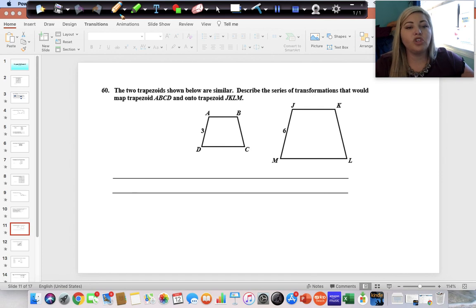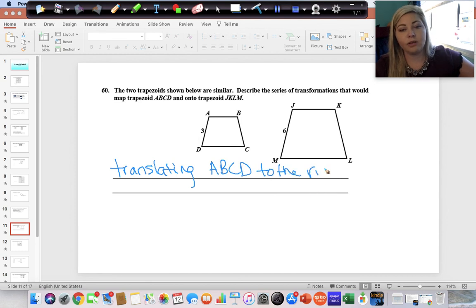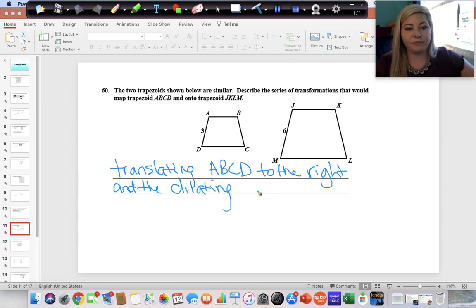Okay, the two trapezoids shown below are similar. Describe the series of transformations that would map trapezoid ABCD onto trapezoid JKLM. So we are starting here and then moving to this one. And how we would do that is we would start by translating, which just means sliding, to the right. And then we are going to dilate it with a scale factor of 2.